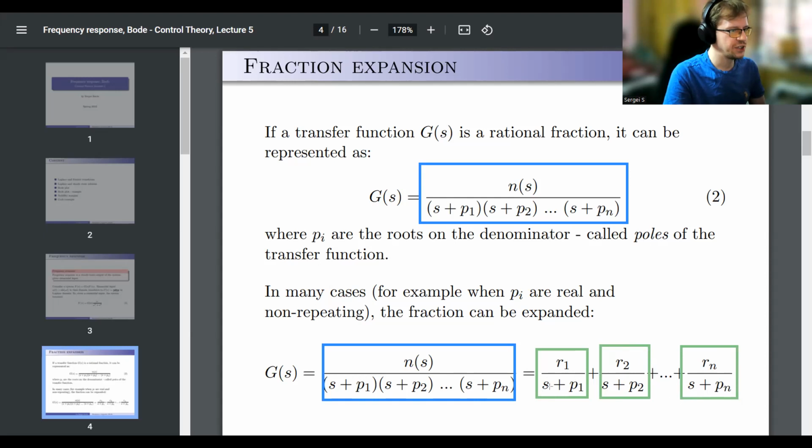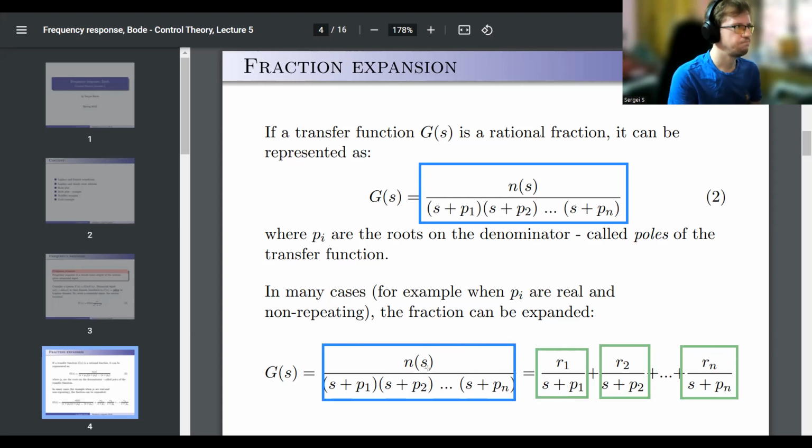So multiply, for example, s plus p1 by s plus p2, s plus p3, etc., on both the numerator and denominator. You have some expression here. Do the same here, do the same here, everywhere. And then collect the terms with the same powers, and then you get the solution for what R1, R2, and Rn should be in order for this equality to hold. Right?